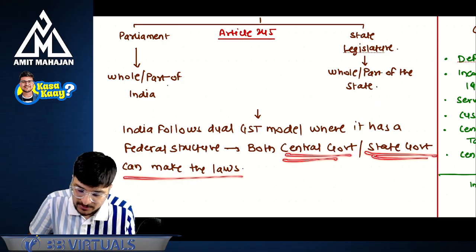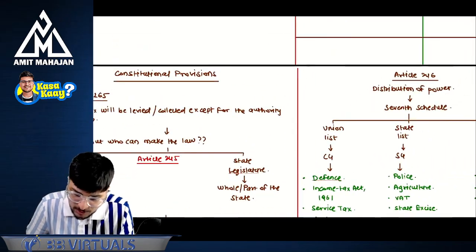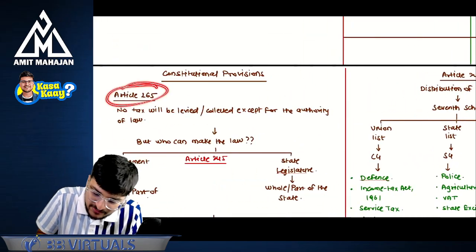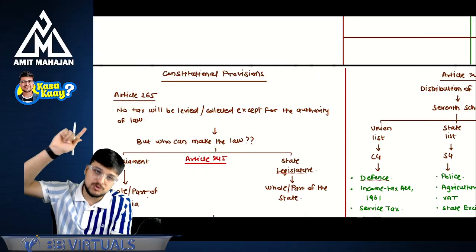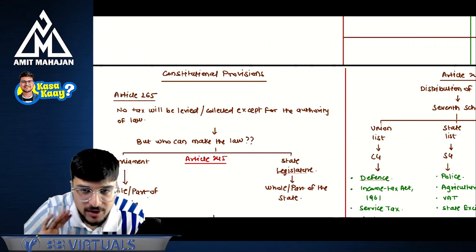where it has a federal structure, where both central government and state government can make the laws. Superb, no problem. Okay. So two articles we saw, Article 265 and Article 245. 265 says you should have the authority. 245 says parliament and state legislatures have the authority.